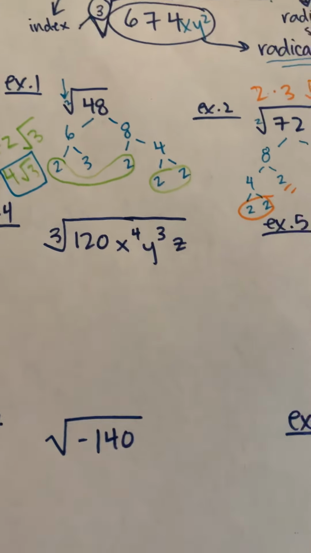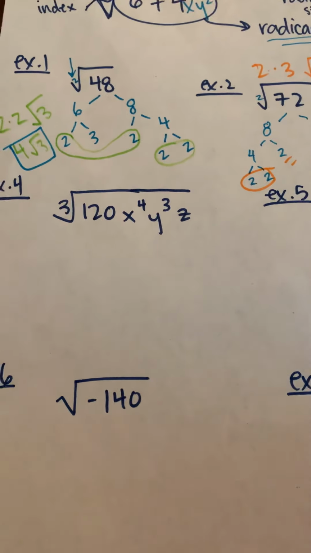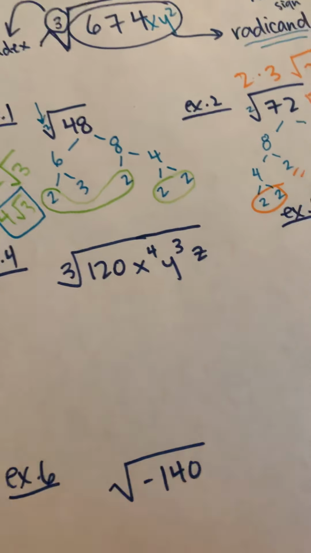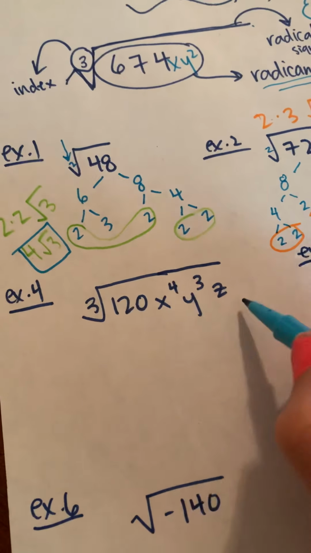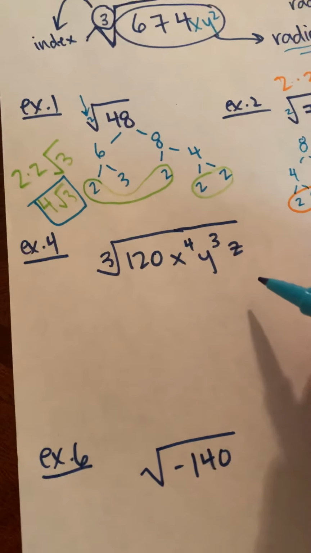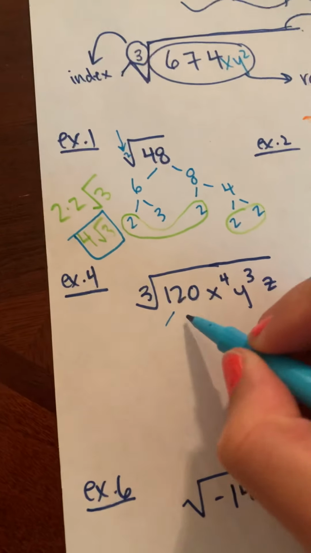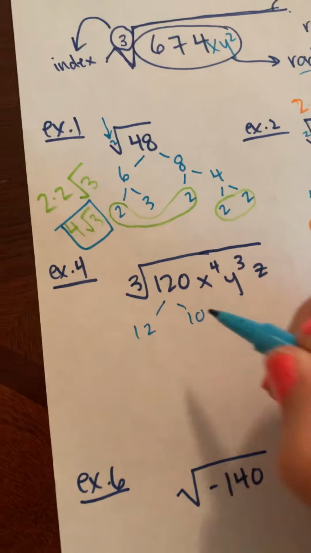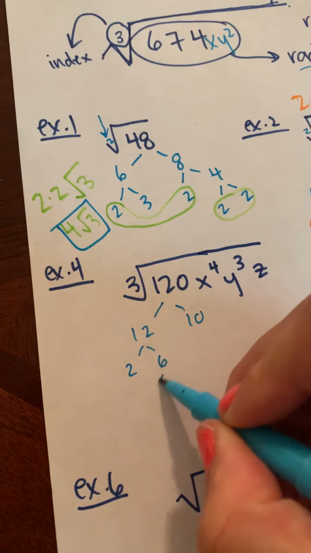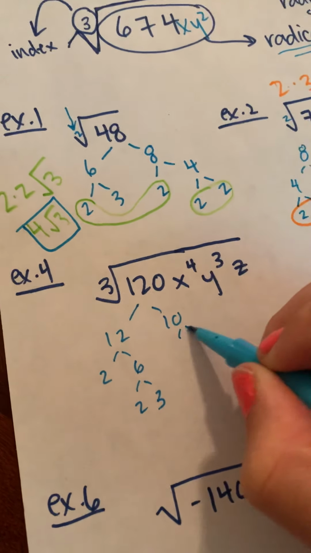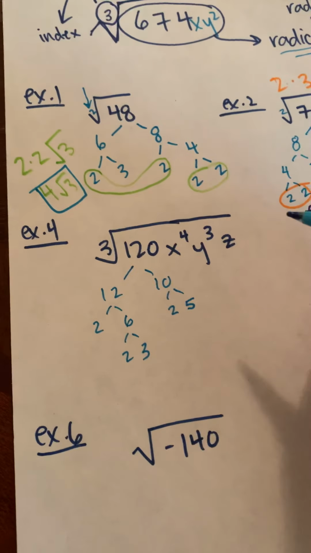All right, this one's a little bit trickier, a little bit harder problem here. We're gonna nail it. It's harder because it has these variables, these letters in it as well. But you just do the same thing that we've been doing. So 120, when I think of 120, I think of 12 and 10. Break that down to 2 and 6, 2 and 3. 10 can go to 2 and 5.